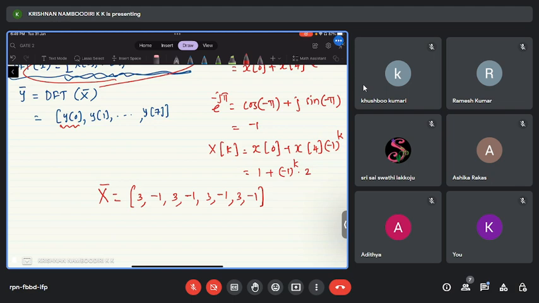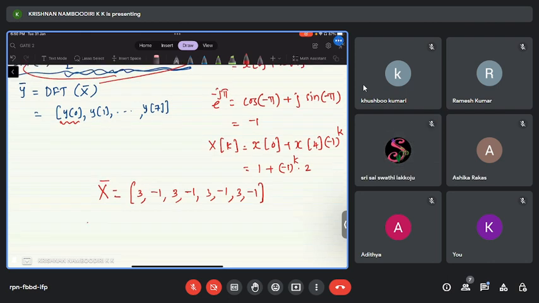Right? So far, so good. Is there any question? Is it clear up to this point? Yes, sir, it's clear. Yeah, great. So now you need to find y. In fact, you do not need to find y, you just need to find y0, correct?